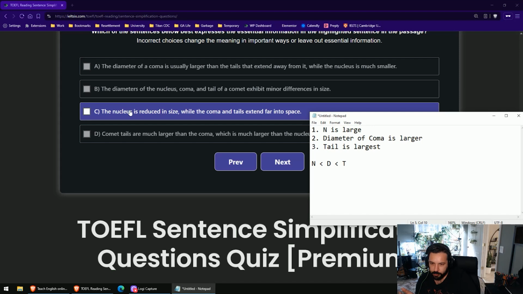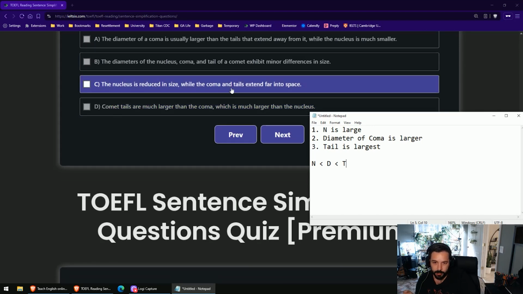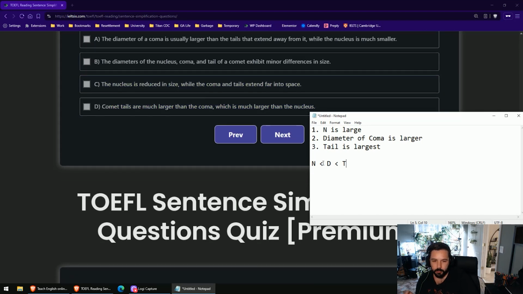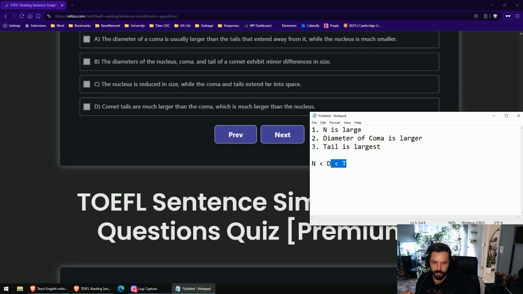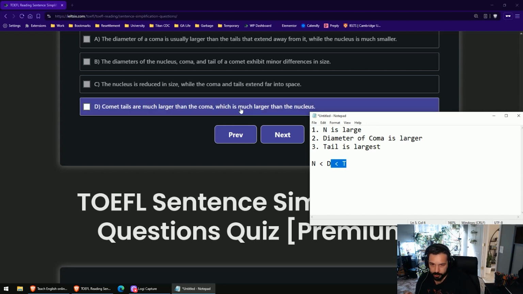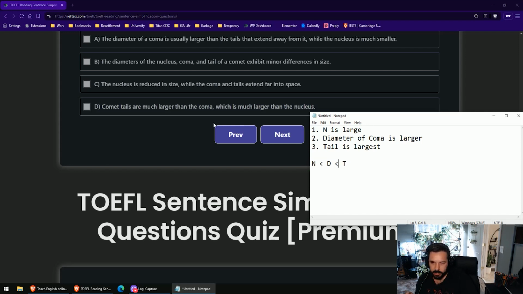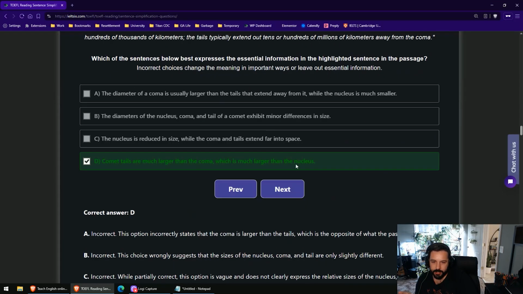So the nucleus is reduced in size, while the coma and tail extend far. No, it's putting one in one group and the other two in a different group. Comet tails are much larger than the coma. Okay, so the tail is larger than the coma, correct, which is much larger than the nucleus. Okay, this is actually good. And let's see.